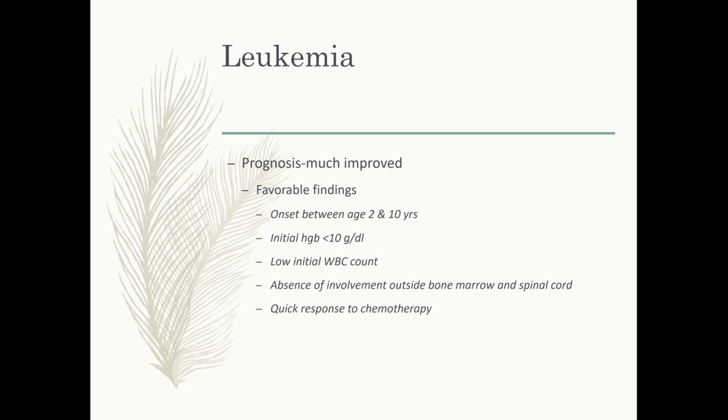The prognosis is much improved in leukemia, as we talked about earlier in the slides, because we have better diagnostic tools, and then we have better treatment and better medications to treat the side effects. The onset is typically between 2 and 10 years of age. The initial hemoglobin is usually less than 10. They may have a low initial white blood cell count, but we also talked about how it may be high, and that is not necessarily abnormal.